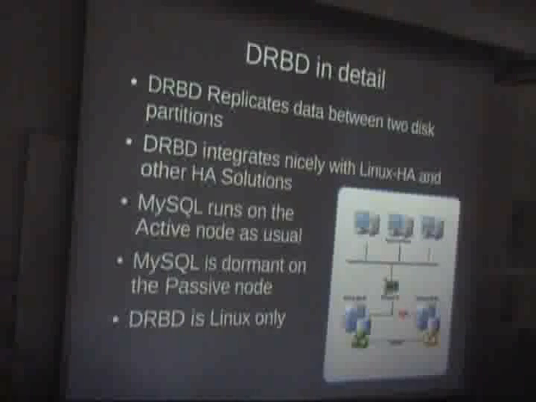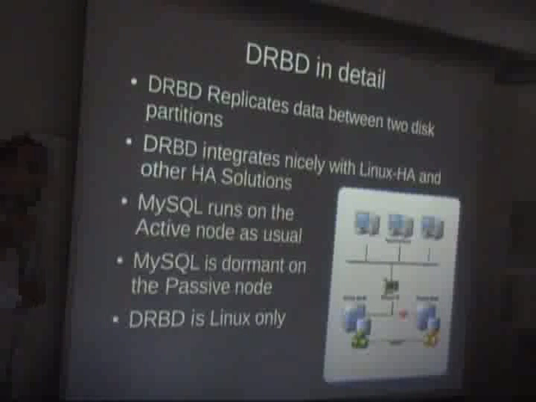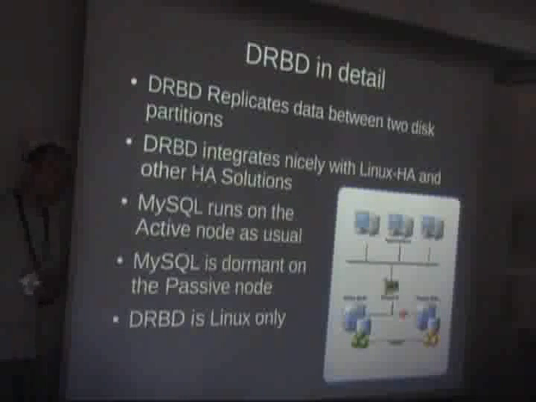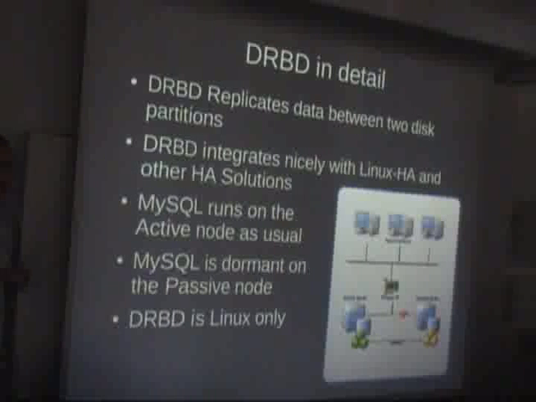I think I talked about most of this. It integrates nicely. MySQL runs on the active node as usual, and on the secondary, the MySQL server isn't even running at this point of time because it wouldn't make sense since the file system isn't there. In case of a failover, you stop the replication, you mount the file system, a check is being performed, and then you can start your MySQL server on your backup copy and start accessing the data.